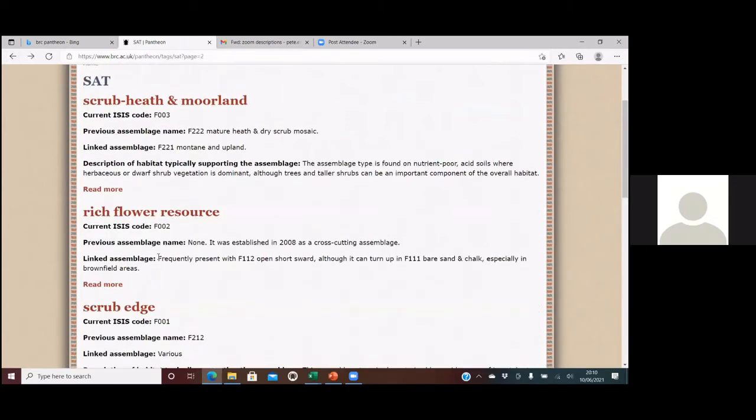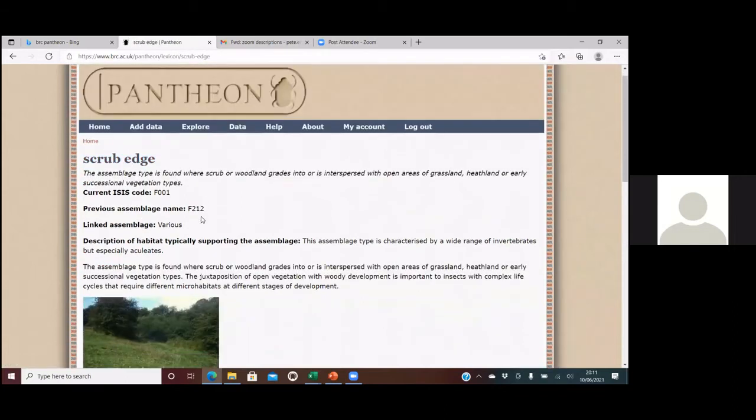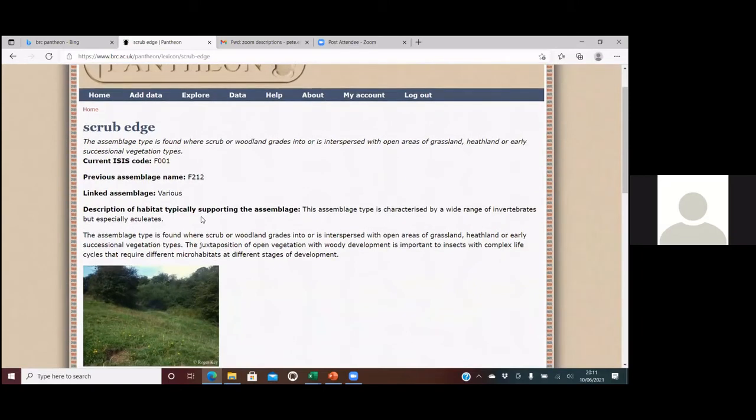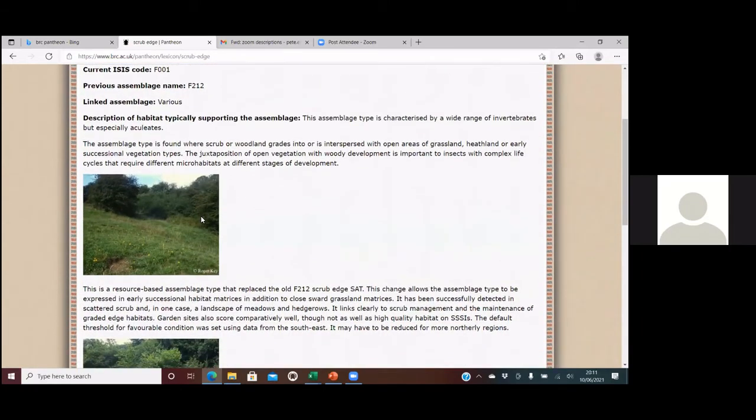So next we'll look at scrub edge. Scrub is obviously often dismissed as a valuable habitat, and anyone who's ever done any volunteering has spent many hours cutting down scrub, but it certainly has a value, and it has an assemblage associated with it. And I think we all know what scrub looks like, but we've put a couple of pictures in in case we're unsure.